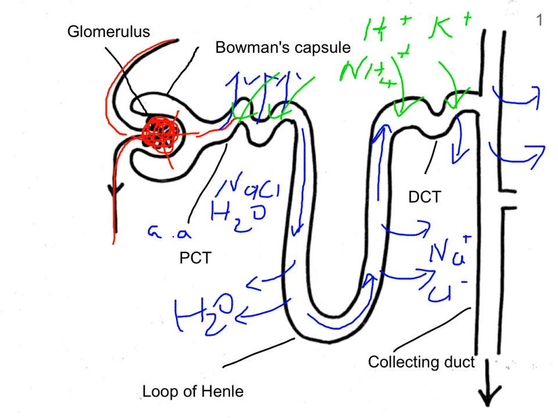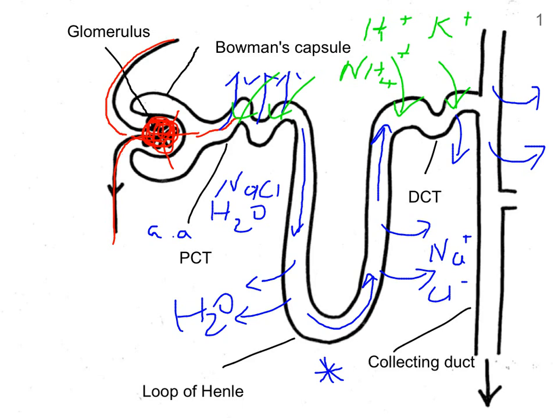Now one last process that occurs with the kidney tubules, with the nephron, would be the process of concentration. And that's what we saw happening here at the loop of Henle. We concentrate the urine by reabsorbing water and then eventually reabsorbing sodium and chloride ions.